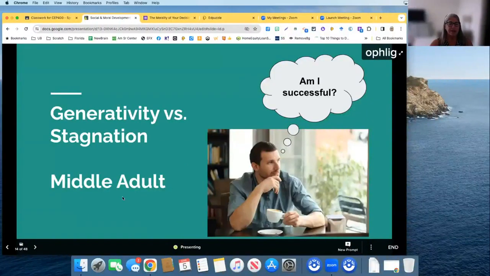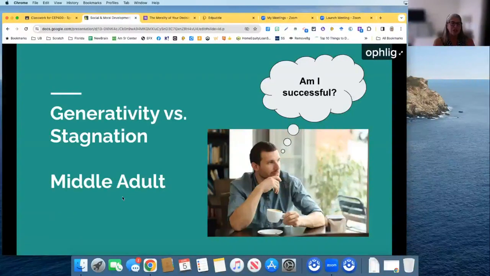In the next stage of middle adulthood, we go through generativity versus stagnation. This is where, in their 40s, people might think, okay, where am I with my life? Am I successful? Did I meet my goals? You start to step back and look at your life and think, am I stuck where I am? Do I need to do something different to move forward? Or is my life very generative? Am I really progressing through my life the way I want to?